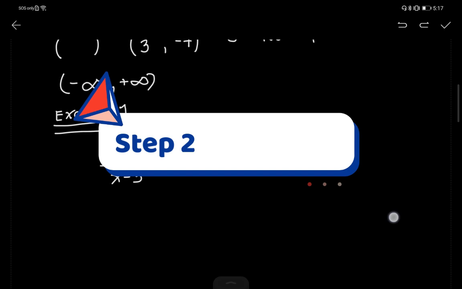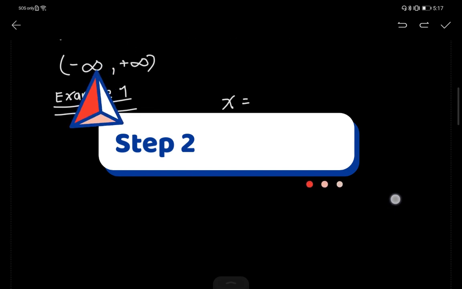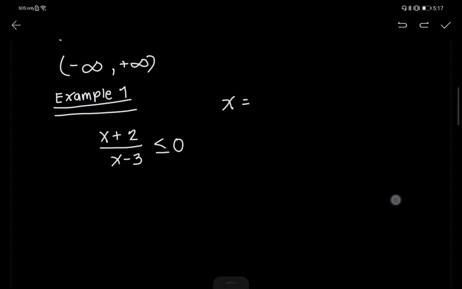Sa second step naman natin, guys, ay hanapin naman natin yung tinatawag natin na point of interest. So, hanapin natin the point of interest. Sa ibang libro, guys, ang tawag nito na point of interest, they call it as critical number.